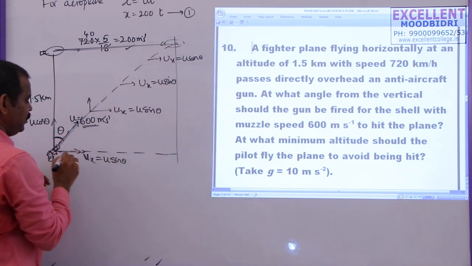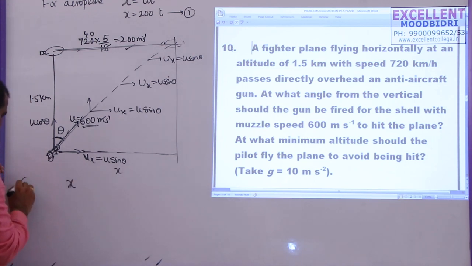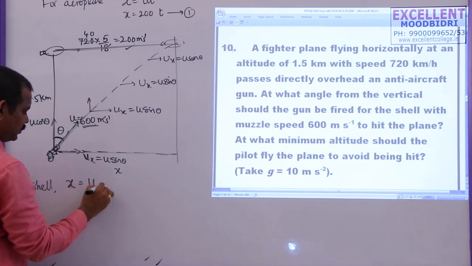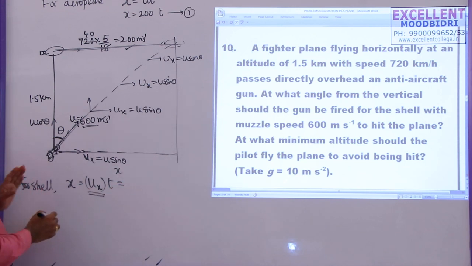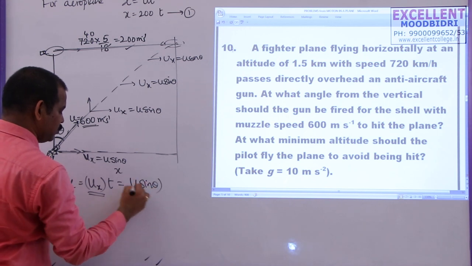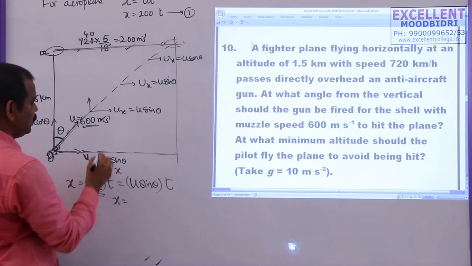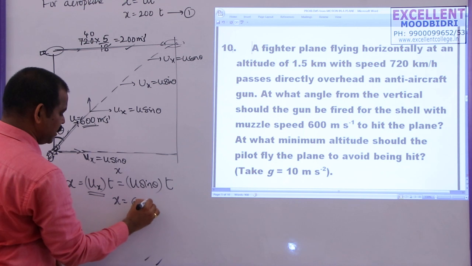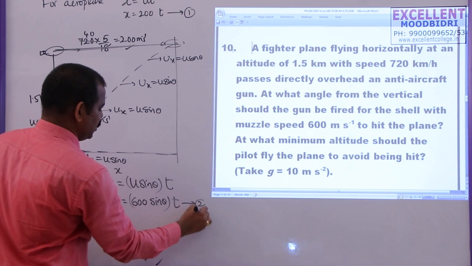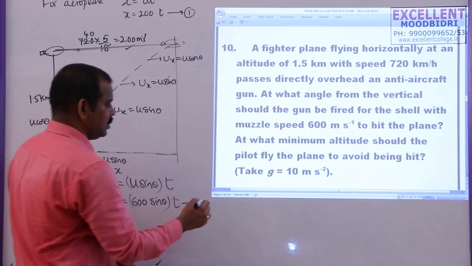So now here I need the horizontal distance traveled by the shell, that is x. So x for the shell coming from the gun is x equal to ux into t. What is ux here? Remember, don't take the other value, the horizontal displacement is u sin theta into t. So x value will be equal to, what is u? u is given as 600 meter per second, and sin theta into t. So this is equation 2. You can say equation 1 is giving the x value, equation 2 is giving the x value. So let me take equations 1 and 2.